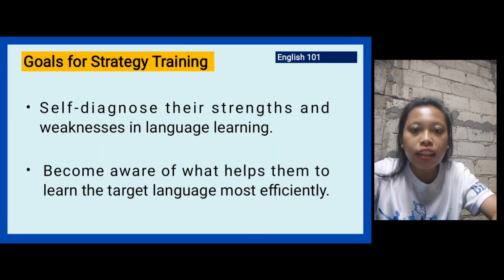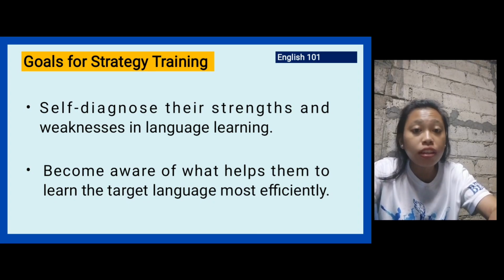Self-diagnose their strengths and weaknesses in language learning. In here, learners reflect on what they are good at and what areas they need to improve. This helps them understand themselves better and focus on specific skills that need more attention.